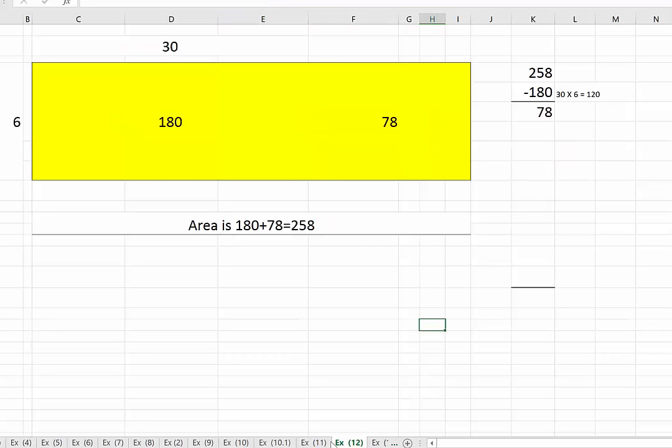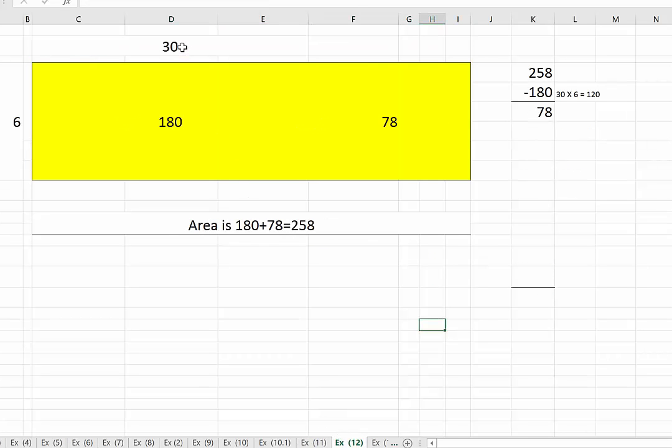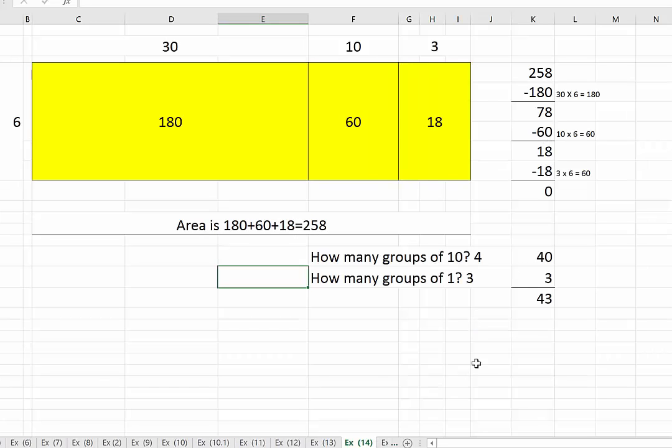What if we started this problem again, and this time, instead of guessing 20, we guessed 30? You're probably seeing where we're leading this. So 258 minus 180 is 78. That's this side of the rectangle. Still, the entire area is 258. So we move on. We segment that 78 out to a 60. So 10 times 6 is 60. We're leaving that as 18. Just keeping score over here. And then finally, we have a 3 at the top. And so notice that we still end up with 43.